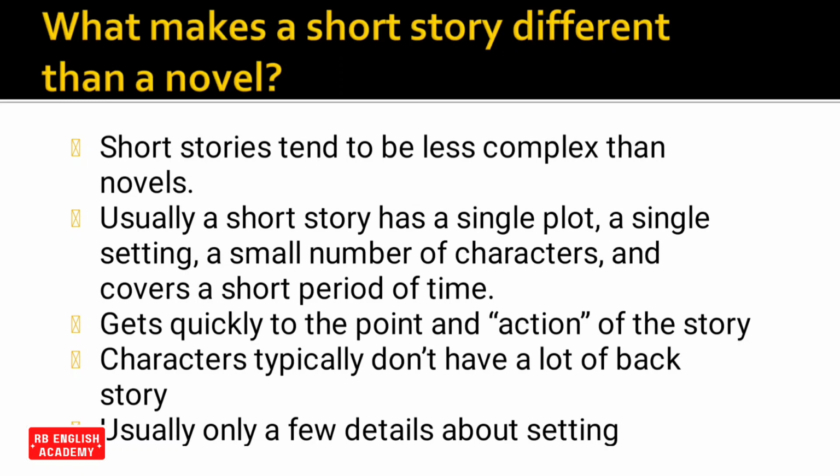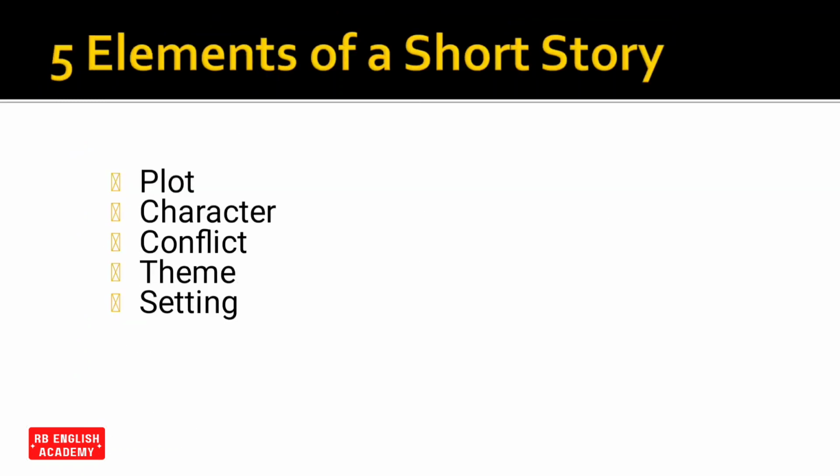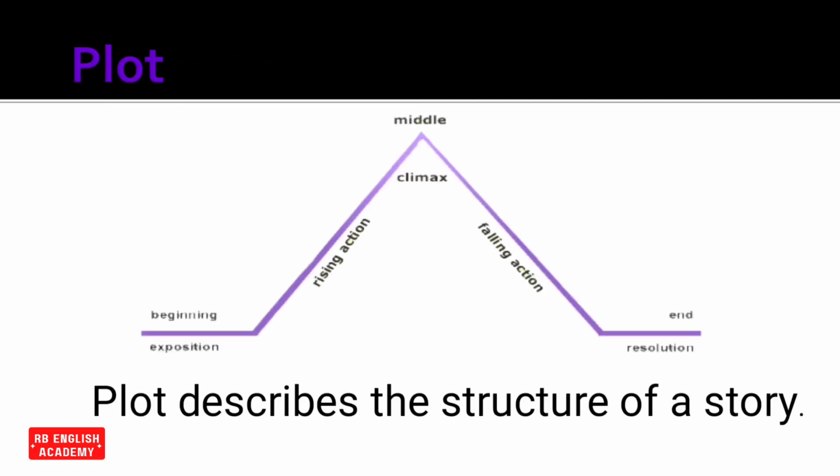And here I have given you 5 elements of a short story: plot, character, conflict, theme, and setting. Most probably, in elements of literature, these things will be in all the elements. The first one is plot. Plot describes the structure of a story. So, every story must have beginning, rising action, climax, falling action, and end. So, this is the structure of a story.